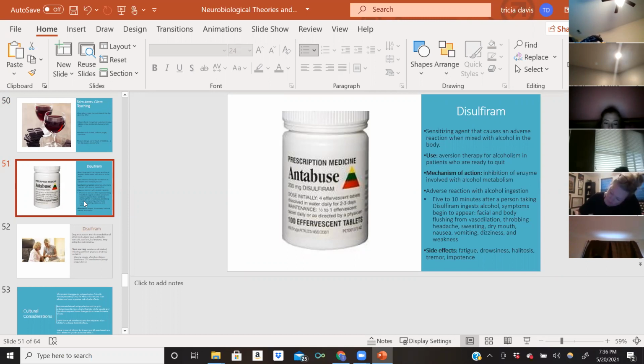You're going to have that adverse reaction 5 to 10 minutes after a person taking the Antabuse ingests alcohol. Symptoms start to appear. So you're going to have facial and body flushing because you're going to have a vasodilation throughout the whole body. You're going to have throbbing headache, sweating, dry mouth, nausea, vomiting, dizziness, and weakness. So all of those are meant to serve as a deterrent to keep them from drinking because they don't want to feel like that. Side effects: fatigue, drowsiness, halitosis, tremor, and impotence.